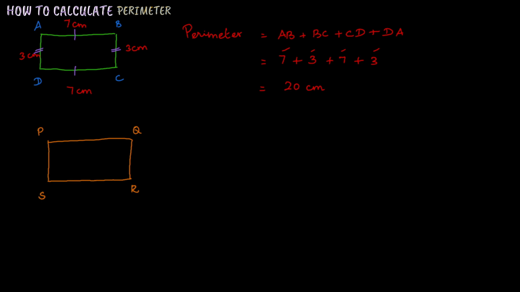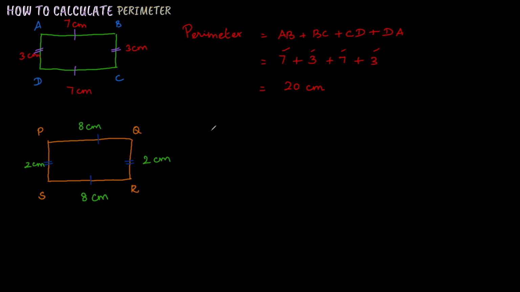So here PQ and RS are of the same measurement and PS and QR are of the same measurement. So let me just take it as 8 centimeter. So if PQ is 8 centimeter, SR is also going to be 8 centimeter. Suppose if QR is 2 centimeter, then PS is also going to be 2 centimeter.